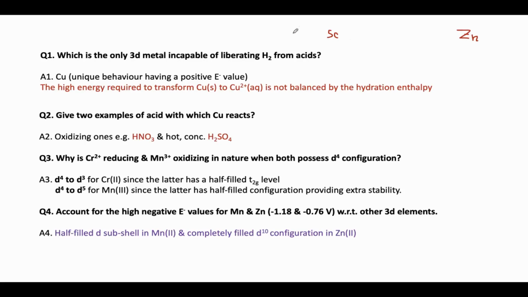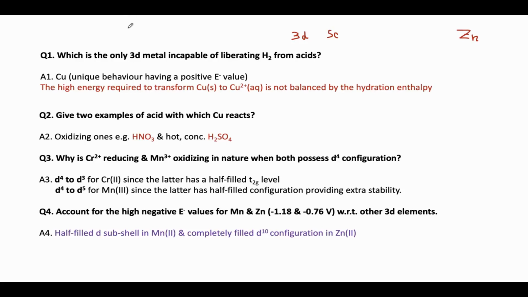And one more thing to point out: all these are 3d metals. If not specified otherwise, all the metals that we will talk about will be in the 3d series, because they are most abundant in nature. They can be found in the earth's crust in major amounts. That's why these will be discussed much more. So from scandium, if we go to the right hand side, we will reach zinc. Now the question is, which among these 3d metals is incapable of liberating hydrogen from acid?